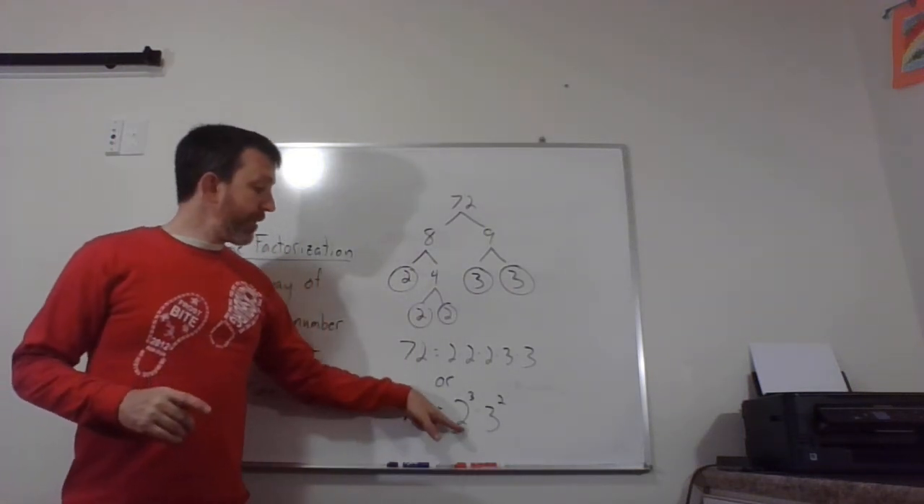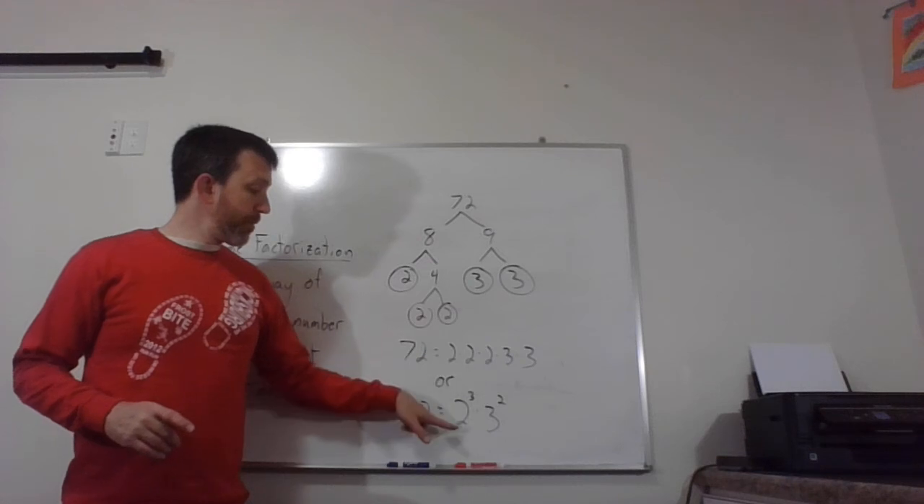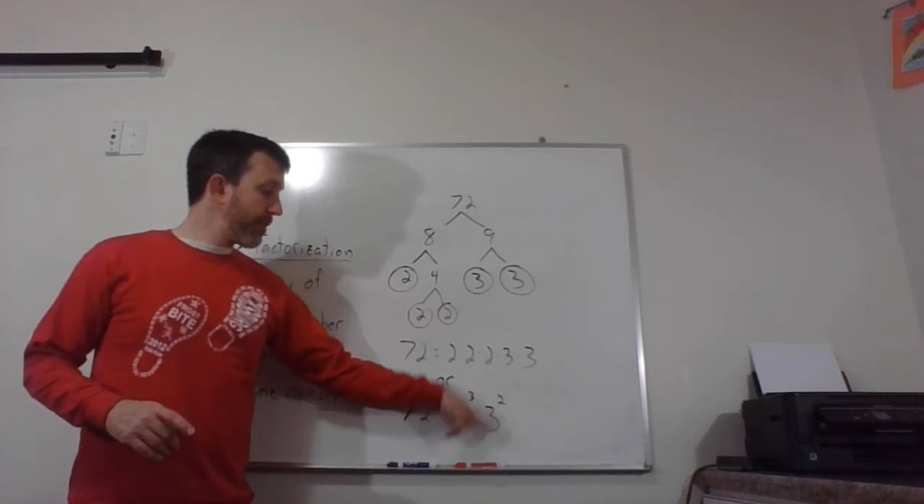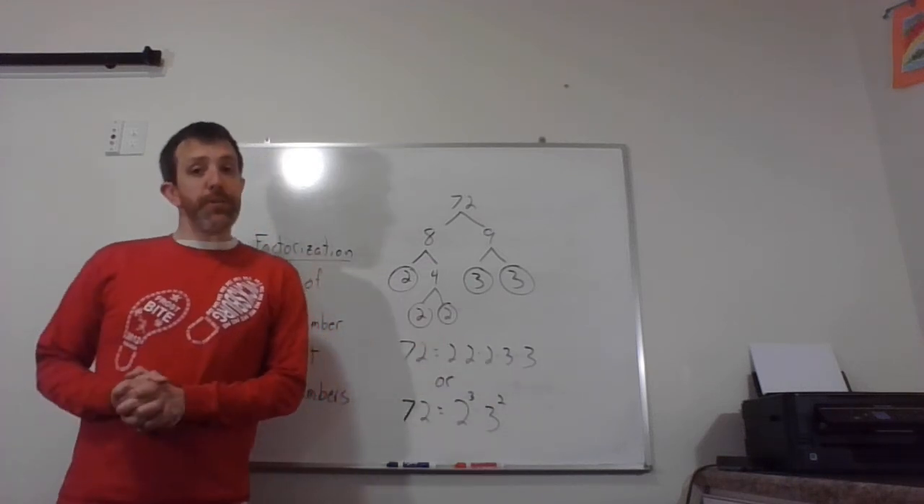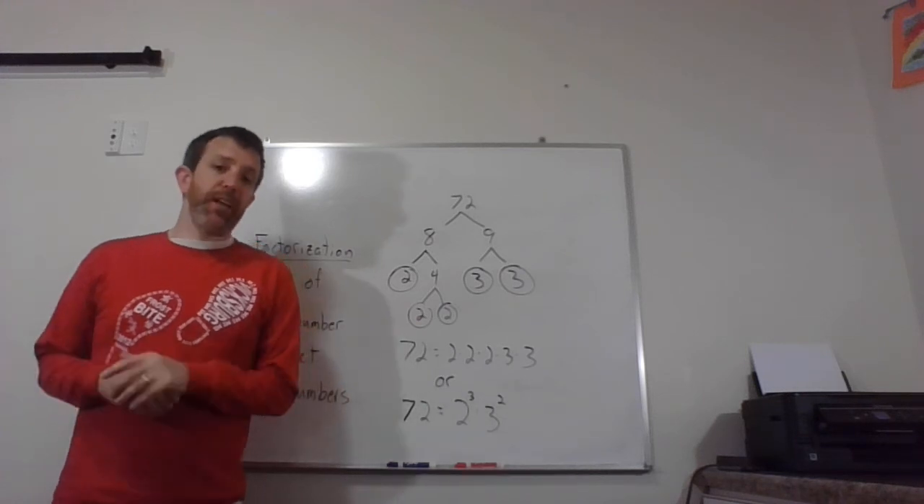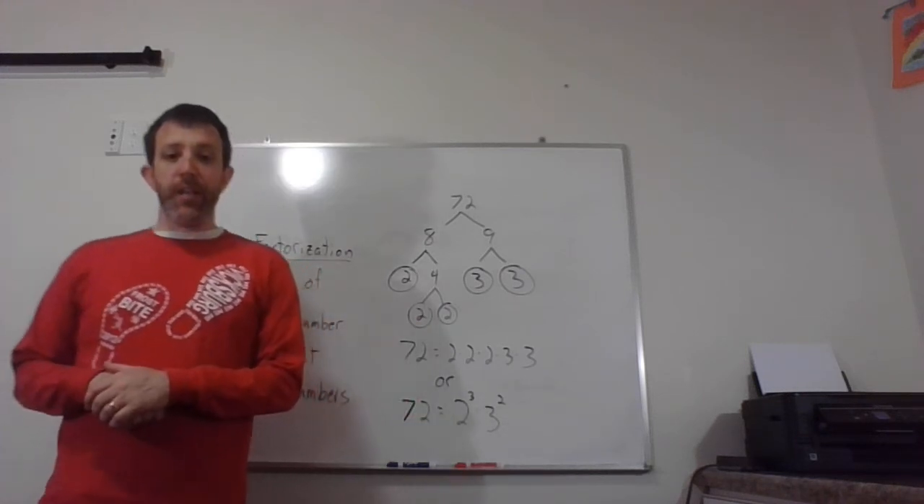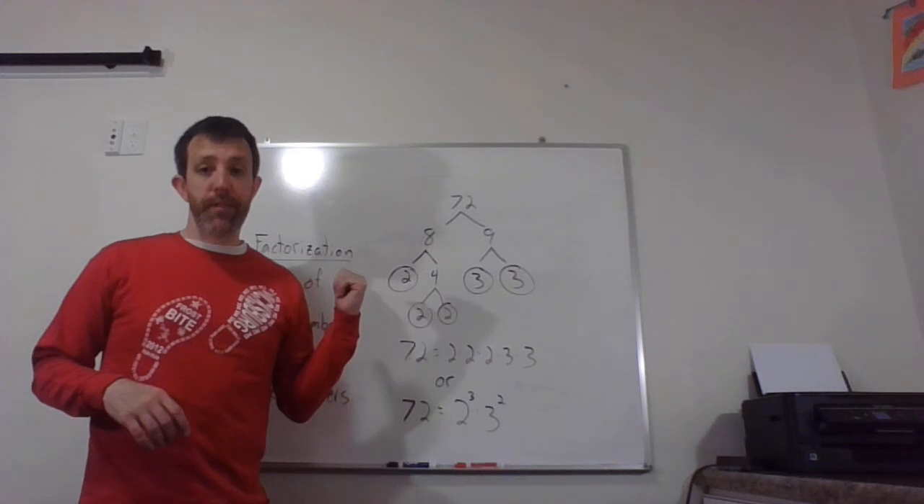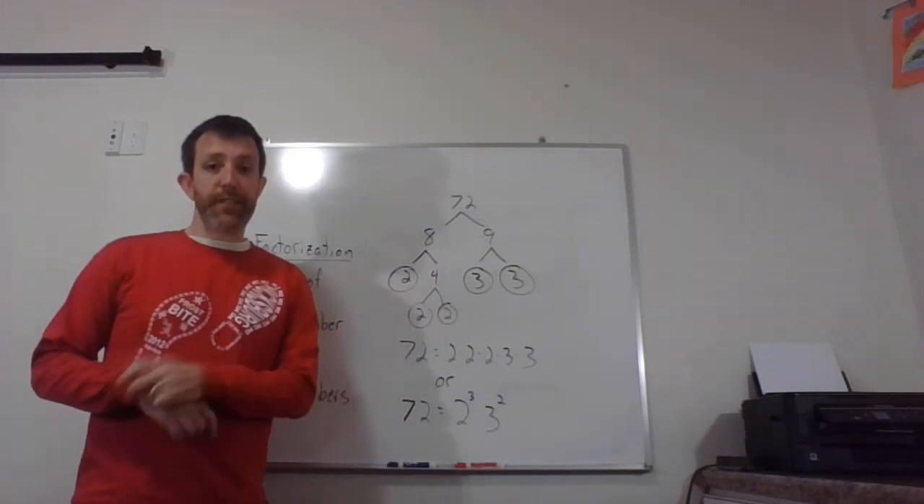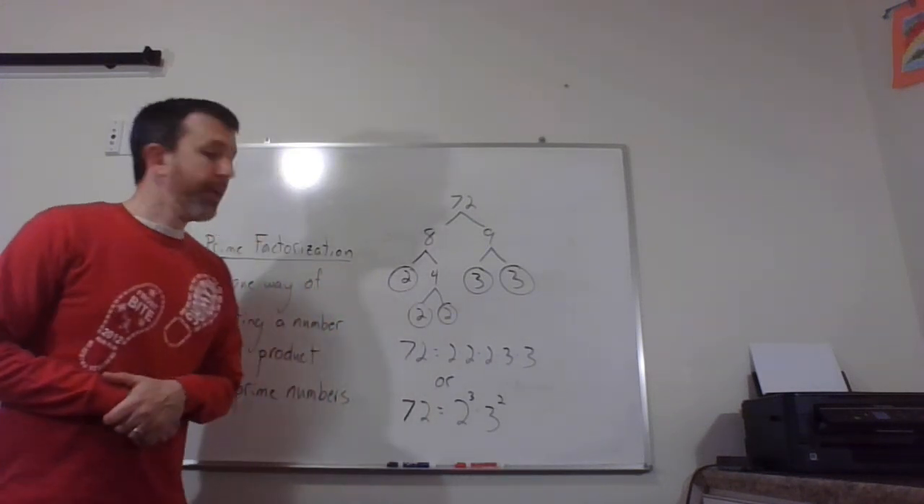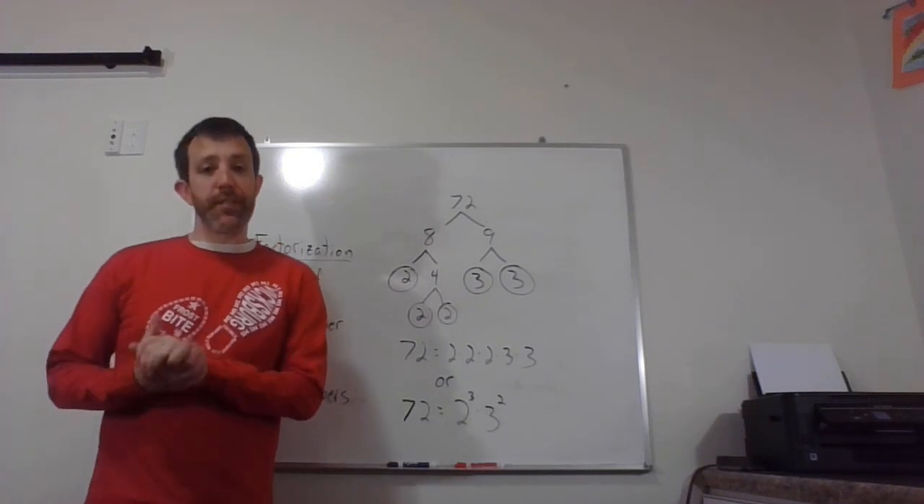Now, you could also write this with exponents. We had 3 2's, so you could have 2 to the third and 2 3's, 3 to the second. I don't care which way you write it, but if you're looking in the back of the book, I think it uses exponents. So that's factor trees. And that's basically this section.